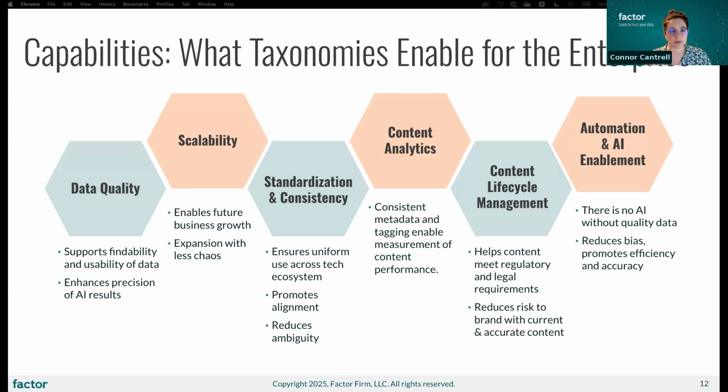So I want to pause for a moment here, and I'd like for you to respond in chat again. And I'd like to know, what are the top 2 capabilities your organization is looking to enable? So you can pick any 2 that you think are your top priorities.